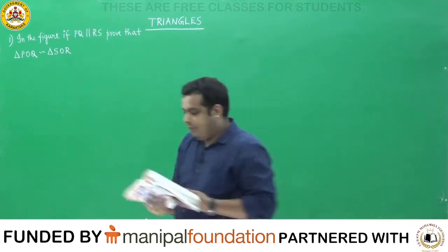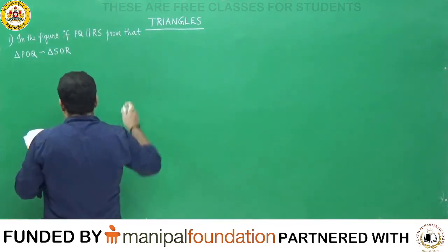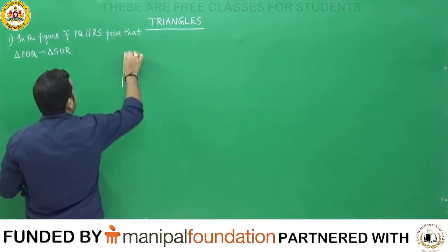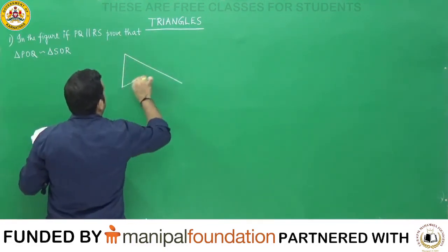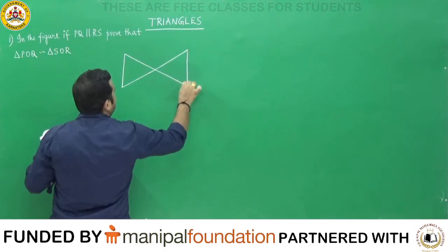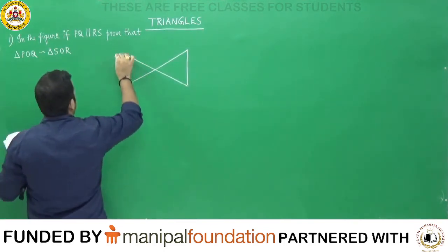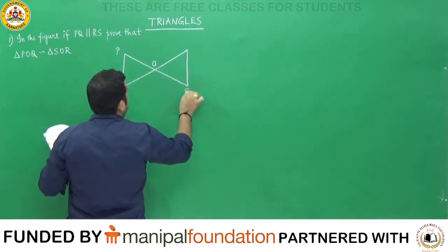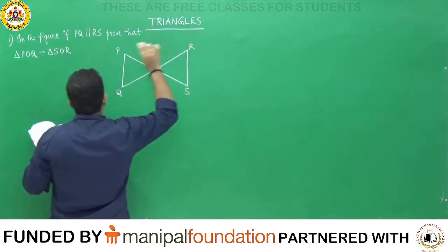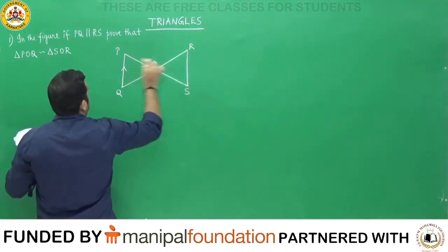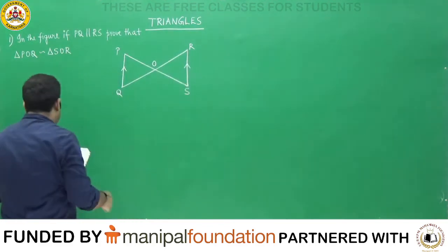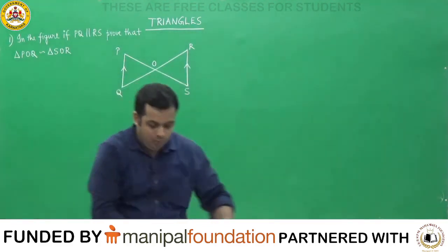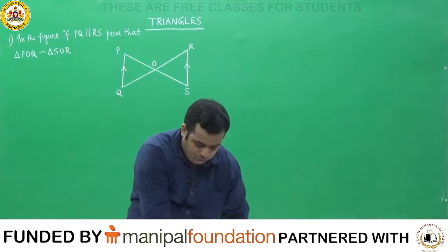So, the figure is given in the problem here. The sketch is given something like this. This is P, this is O, this is Q, and this is S, this is R. Is it okay? P, O, Q, S, R. So, like this. This is given in the problem. PQ is parallel to RS. That indication is told. Is it okay?